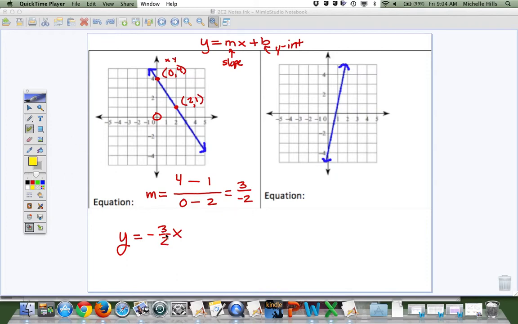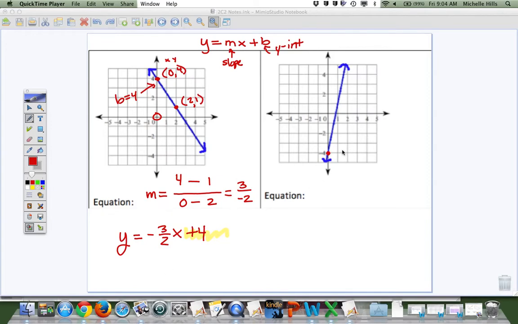Now, the thing that goes here is the y-intercept, which is where the line crosses the y-axis. I could calculate it the way we do in Learning Target 2C4 in a little bit, but in this case I can also just look at the graph and see that it crosses the y-axis at +4, so y equals -3/2x plus 4.